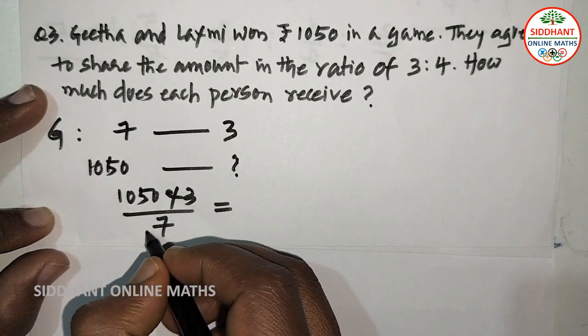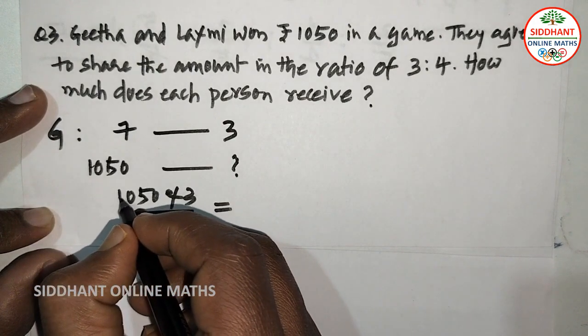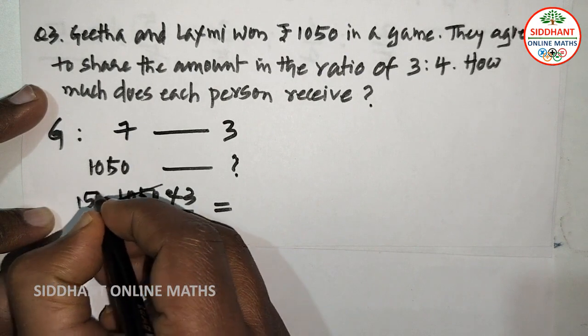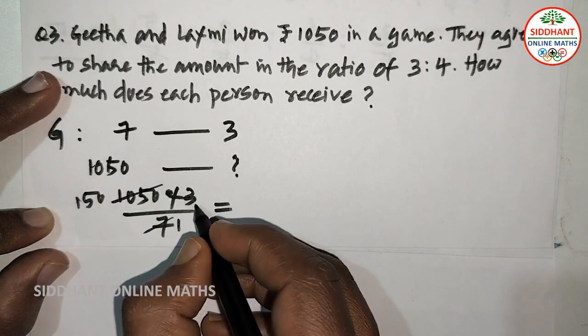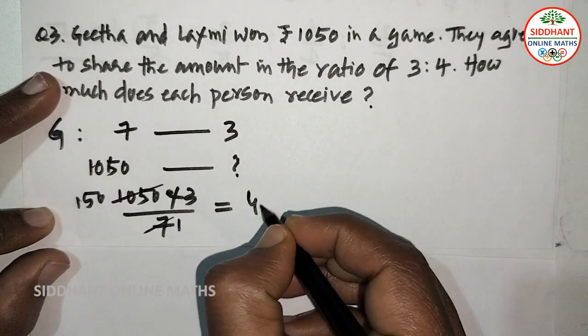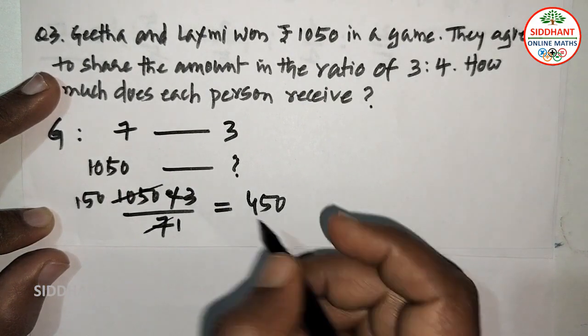So here 7 divides into 1050, 150 times, and 150 into 3, that will be 450 rupees.